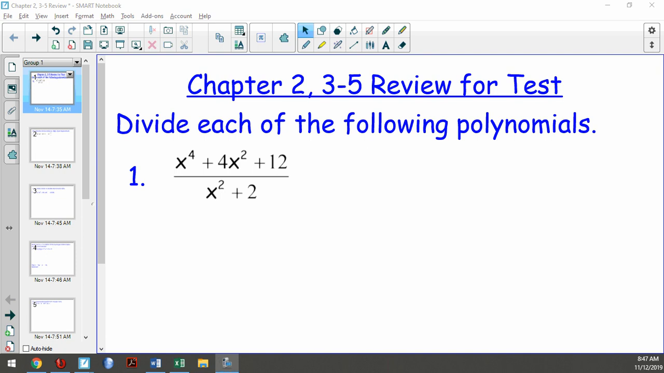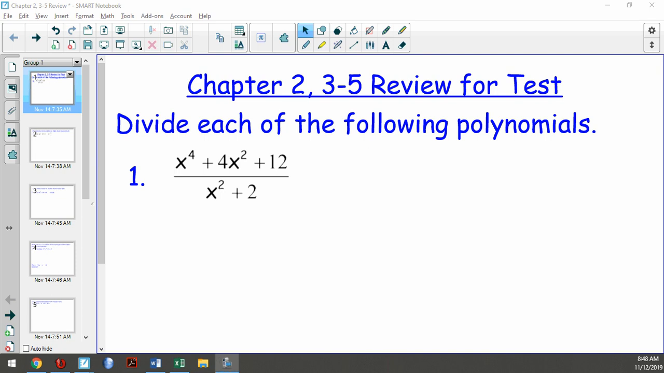Number one, it says to divide each of the following polynomials, x to the fourth plus 4x squared plus 12 all over x squared plus 2. Can I do synthetic division on this? You're shaking your heads no. Why can I not do synthetic division on this? Nope. Because you can only do synthetic division whenever you're dividing by degree of 1. I'm dividing by degree 2. Do we all understand that? Which forces my hand and makes me use long division rather than synthetic division.